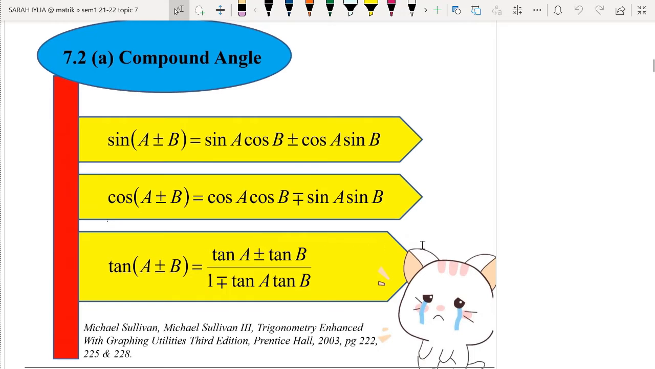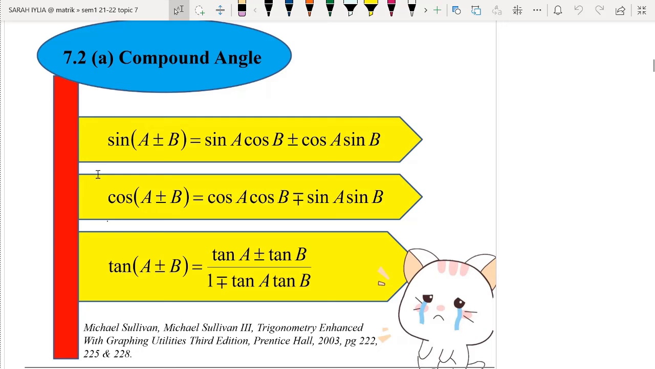Okay, so kita start with the first one, compound angle. Compound angle is basically involving addition or subtraction of 2 different angles in basic ratio function. So kita ada 3 different formula for compound. Saya rasa semua orang dah pernah jumpa benda ni, melainkan masa zaman APMAT dulu, dia tinggalkan terus.